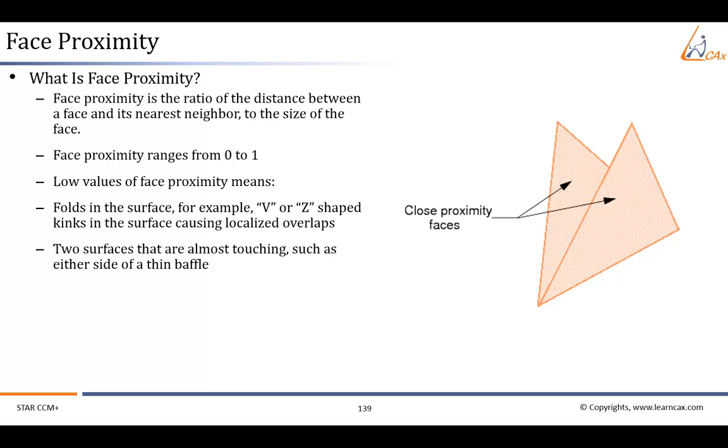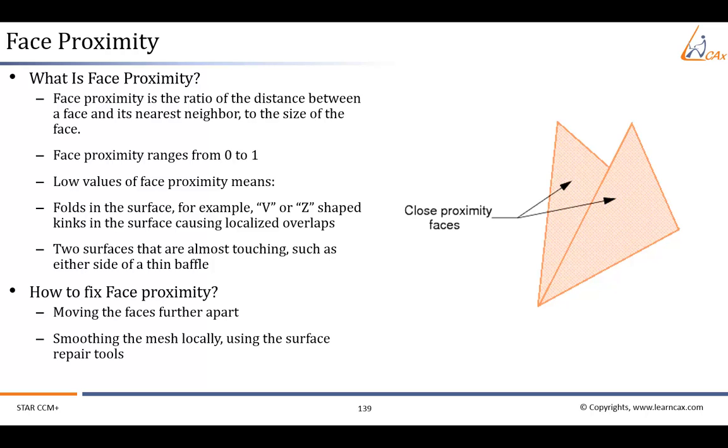How can you fix proximity issues? Fixing close proximity faces depends on the nature of the problem. You can fix close proximity faces by moving the faces further apart, or by smoothing the mesh locally using the Surface Repair tools. There are instances when you do not need to fix close proximity faces, for example, when you expect close proximity faces due to the nature of the geometry. However, pay attention to these areas during surface and volume meshing in case mesh quality problems arise.